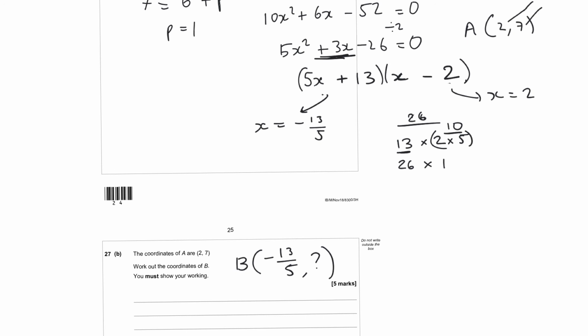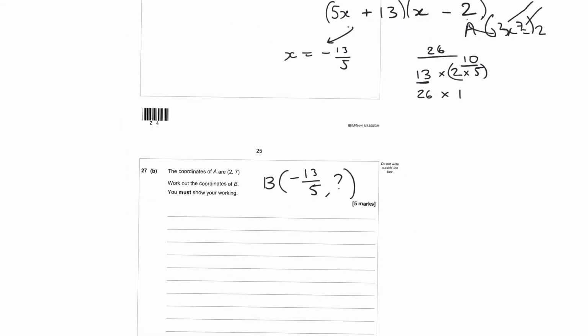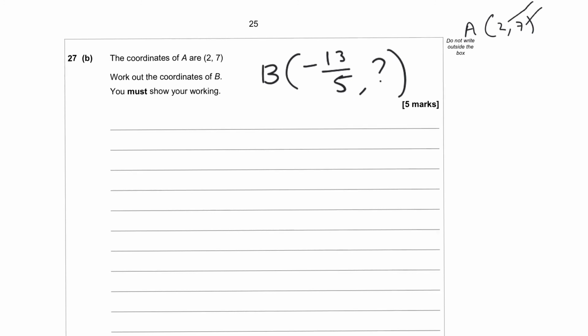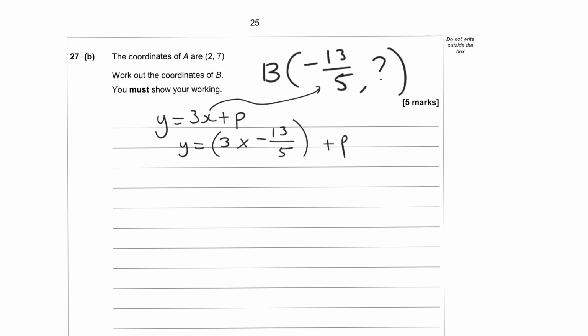So to work out what y is, we're going to use the equation of the line y equals 3x plus p. So I'm going to rewrite it down here so I don't have to keep scrolling up and down. So y equals 3x plus p. Okay, so we're going to substitute our value of x. So then that's going to be y is equal to 3 times minus 13 over 5 plus p. So then that's going to be minus 39 over 5 plus p. We know p is 1 because we worked out what p is before.